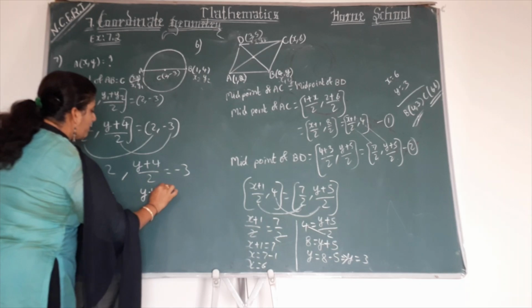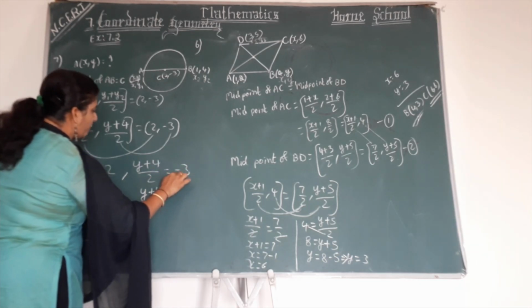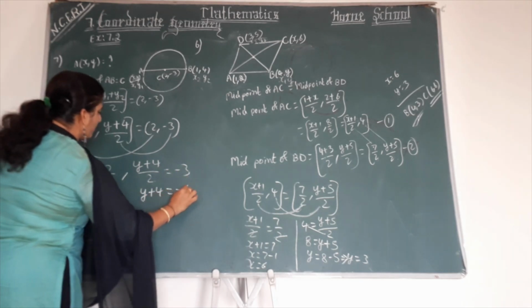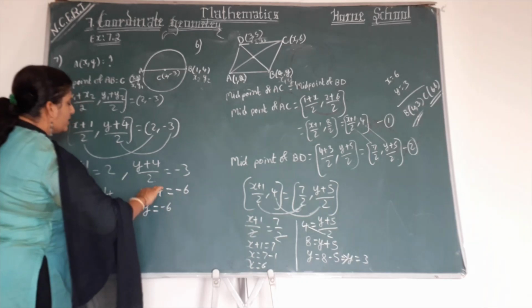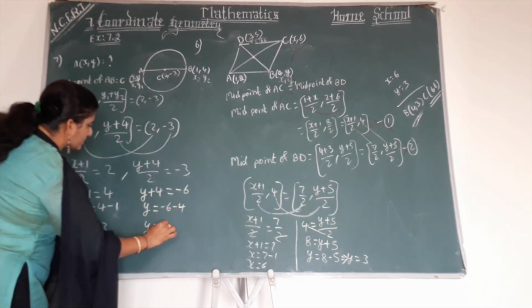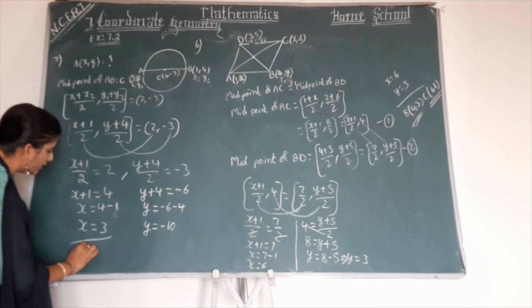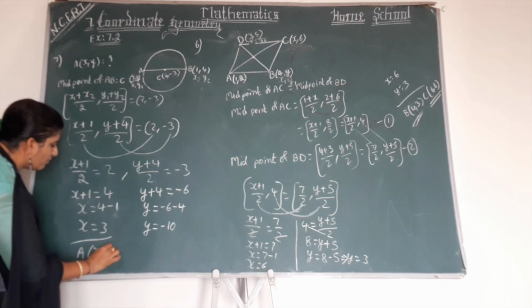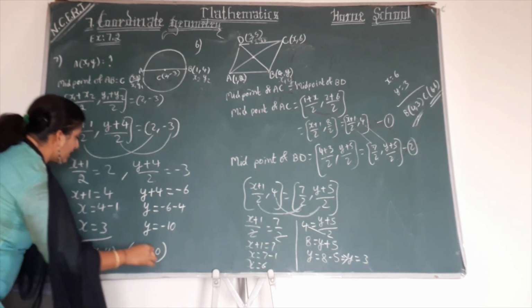Then Y plus 4 is equal to, multiply this to this side. Minus you have here, don't forget. 3 twos are minus 6. Y is equal to minus 6. Bring this 4 to this side, minus 4. Y is equal to minus 10. Therefore, what is your A coordinate? X comma Y is equal to (3, -10).